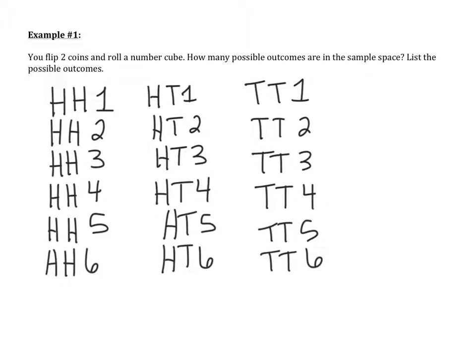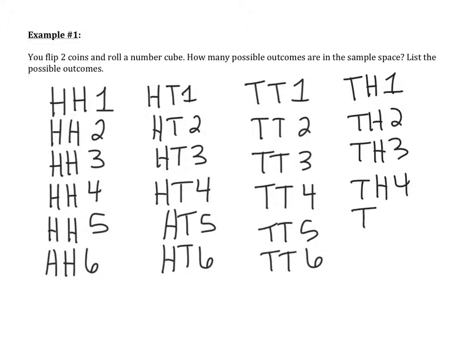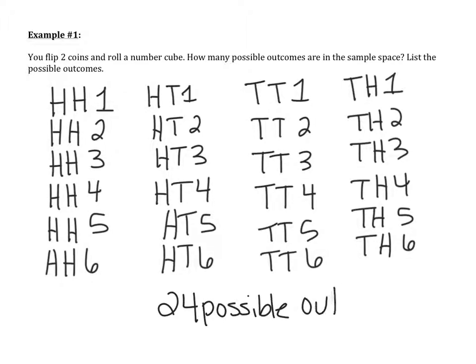And something that maybe you didn't think of is what if you flipped a tails first, then a heads, and then got a 1. Tails, heads, 2, tails, heads, 3, tails, heads, 4, tails, heads, 5, and tails, heads, 6. So that would be different than flipping it and getting a heads then a tails and a tails then a heads. So there were 6 here, 6 here, 6, and 6. So 6 times 4 would be 24 possible outcomes in our sample space.